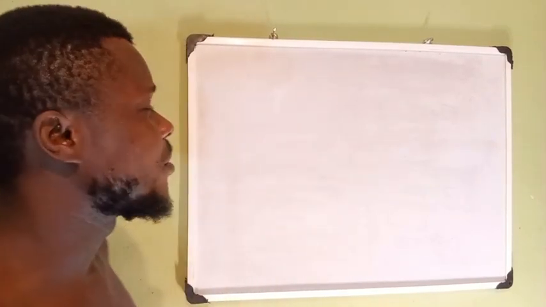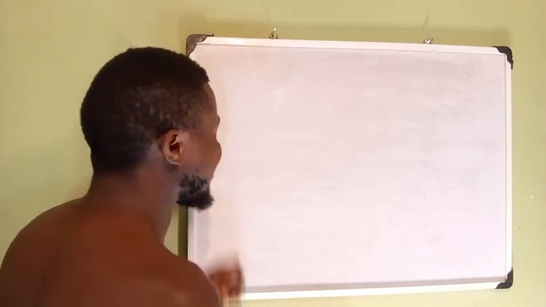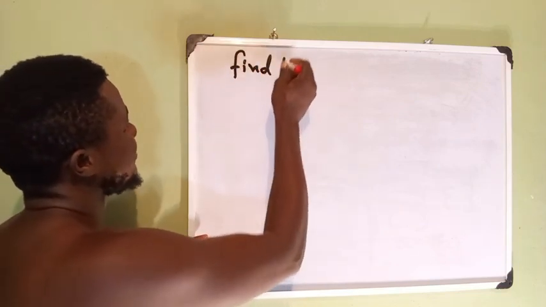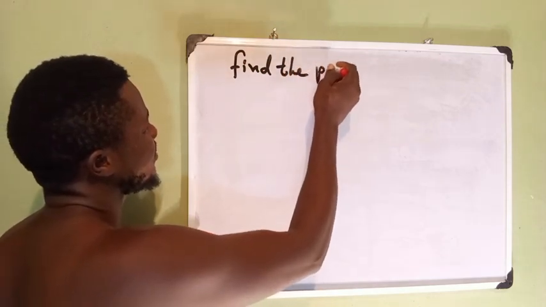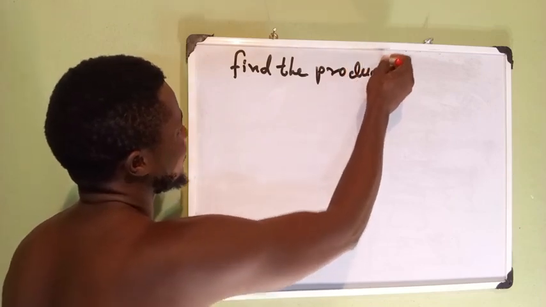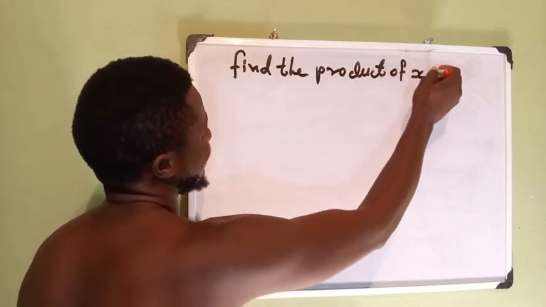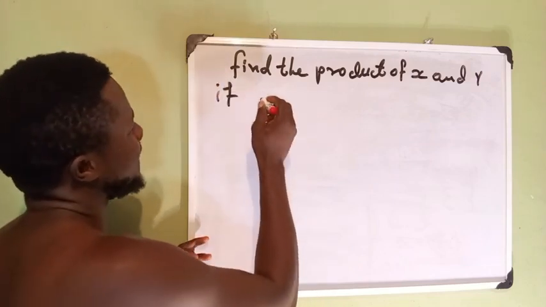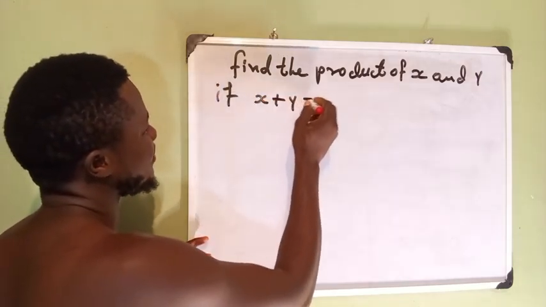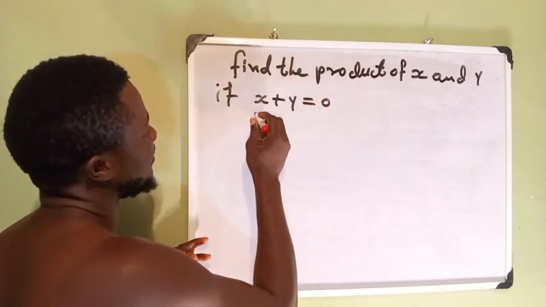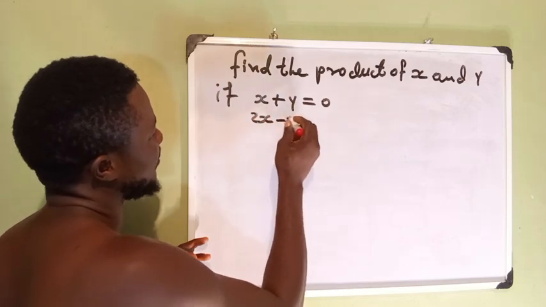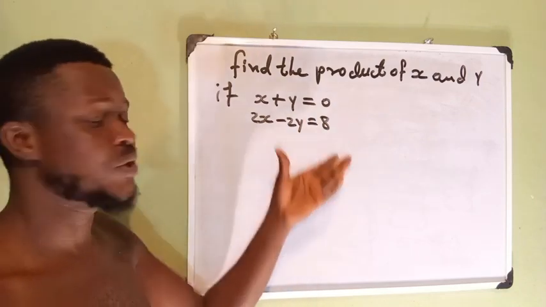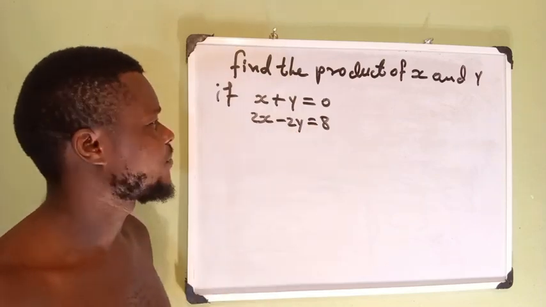I got this question from one university entrance exam. It says: find the product of x and y if x plus y is equals to 0 and 2x minus 2y is equals to 8. So this is the question and I want us to solve it together.